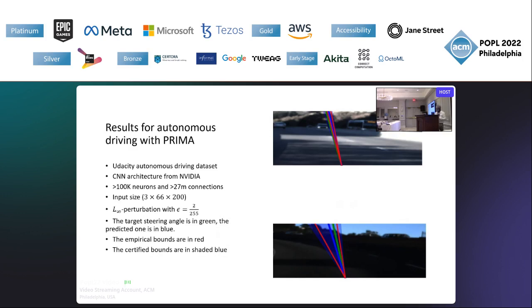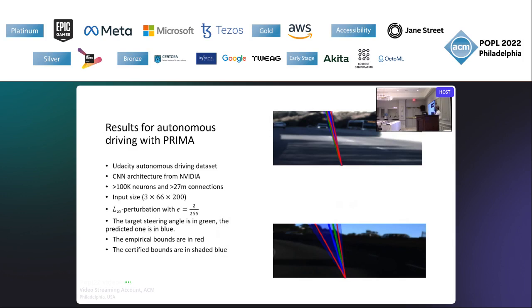So here, the green line, if you can see, is the steering angle, which is the target, the ground truth. And the blue one is the one predicted by the classifier, so it's quite accurate, close to the ground truth. Now, what we do is we try to compute certified bounds: how much can the steering angle predicted by the classifier vary if I change the pixel intensity?